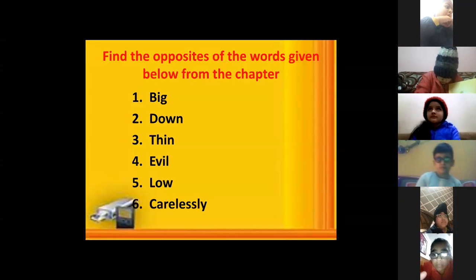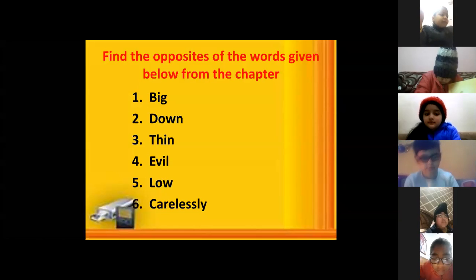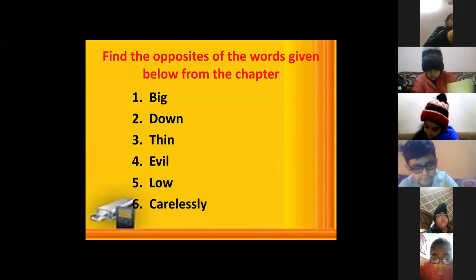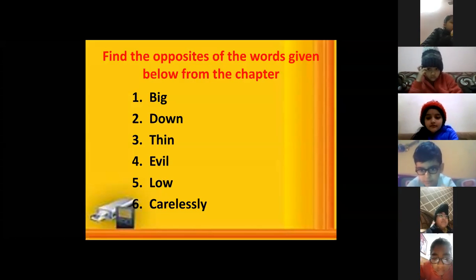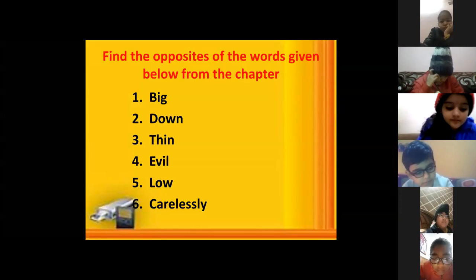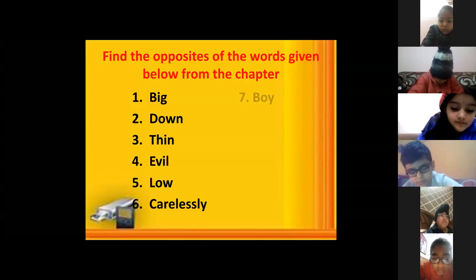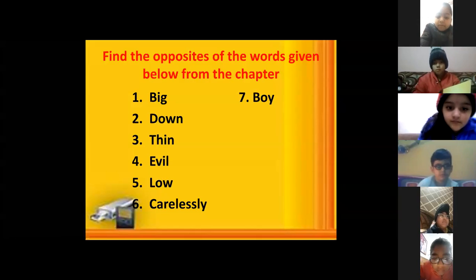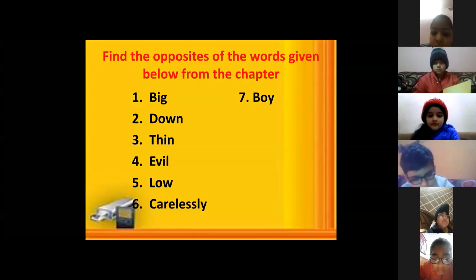Number 6 is carelessly. What's the opposite of carelessly? Very good. It is carefully. The opposite of carelessly is carefully. Ma'am, carefully. Yes, very good. Now number 7, boy. It's very easy. Ma'am, girl. Beta, you need to write it down. Do not speak anything, please. The opposite of boy is girl.